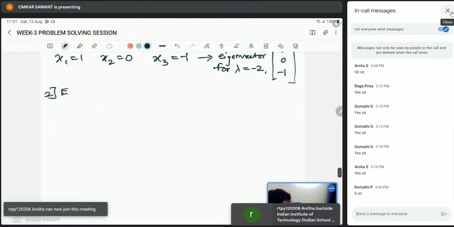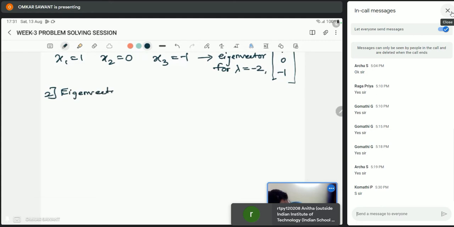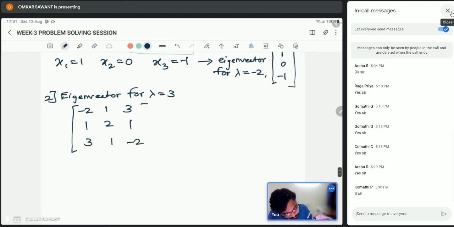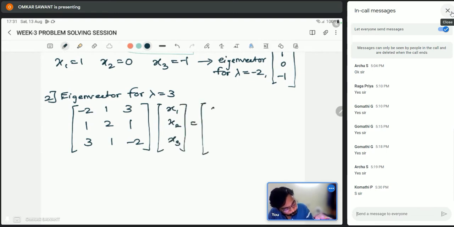Eigenvector for lambda is equal to 3. So what we do, we substitute again. Lambda is 3, so I'm directly writing now: 1 minus 3 is minus 2, 1, 3; 1, 5 minus 3 is 2, 1; 3, 1, 1 minus 3 is minus 2, times x1, x2, x3 equals 0, 0, 0.